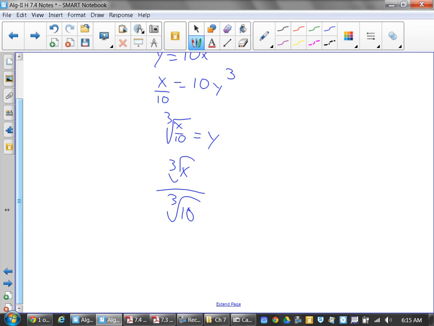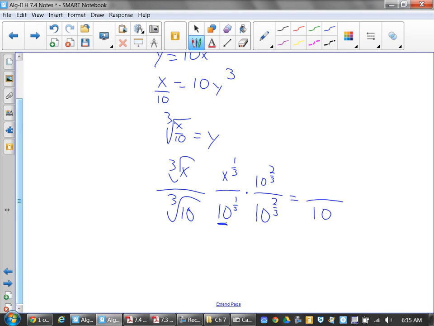Sometimes it's easier for you guys to see it like this, x to the third over 10 to the third. To make this denominator 10 to the first power, we have to multiply top and bottom by 10 to the 2/3. So you get over 10.